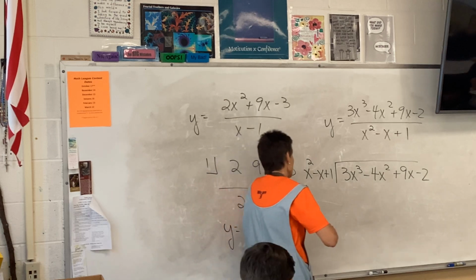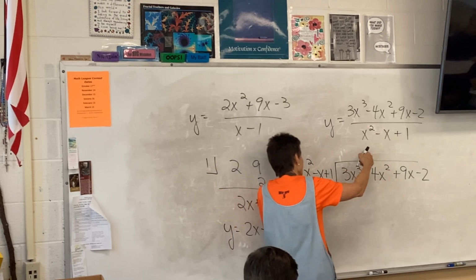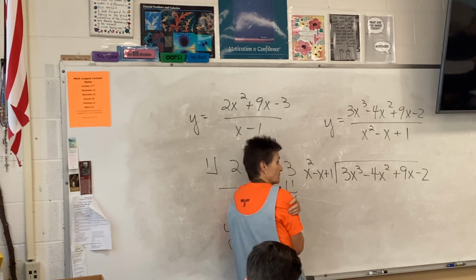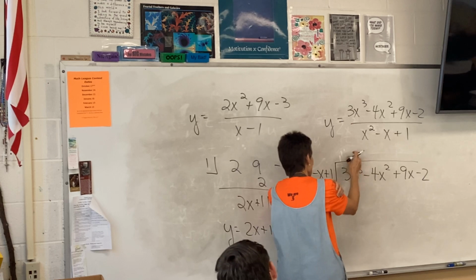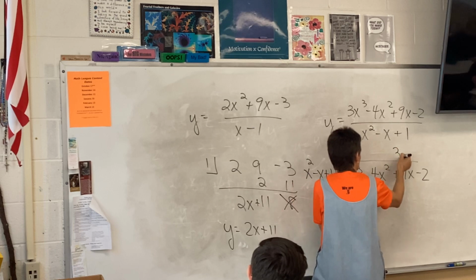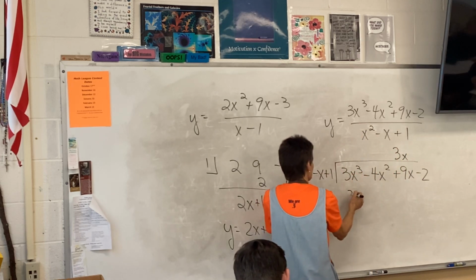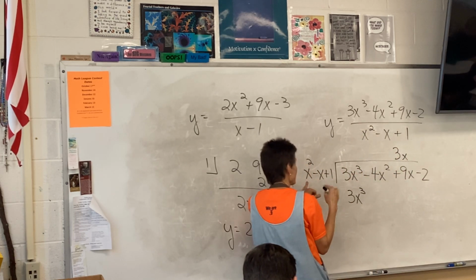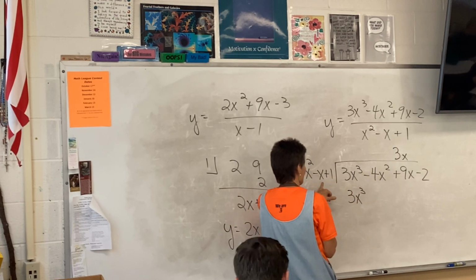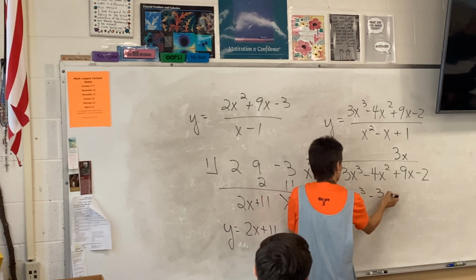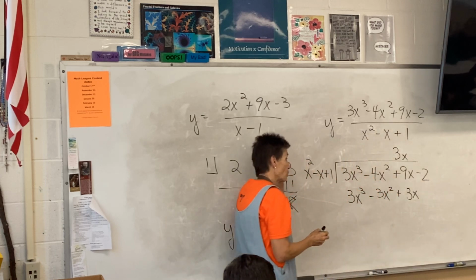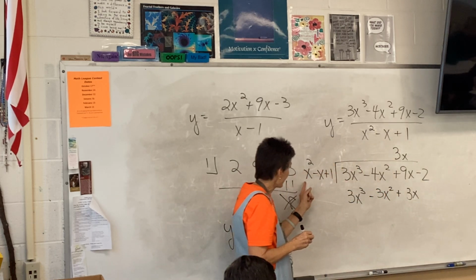Okay, so I know what my goal is. My goal is to find something to take times x squared to get 3x cubed. What is that something? What can I take times x squared to get 3x cubed? 3x. So 3x times x squared gives me my 3x cubed. That's always my goal, get that first number to match. But then I also have to take my 3x times negative x and my 3x times 1. So big distributive property, 3x times all of these.